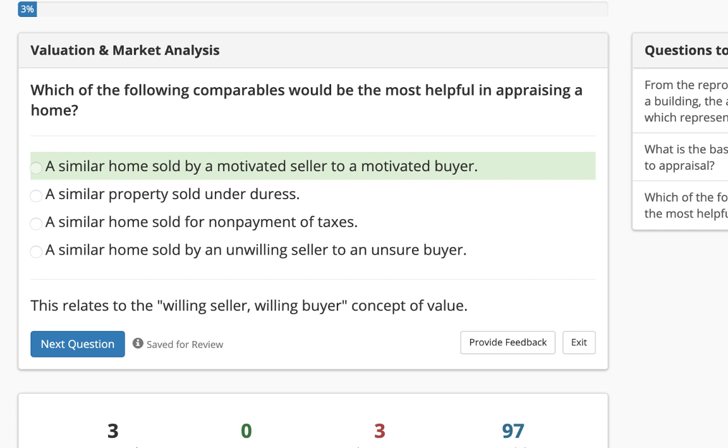Dale says C, a similar home sold for non-payment of taxes. Yeah, if you're a buyer, that would absolutely be the comparable you want because that gets sold for whatever return the government needs to make on it.